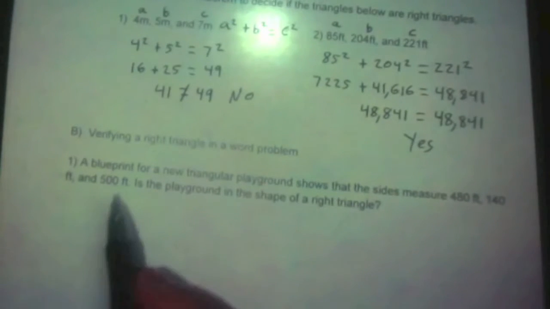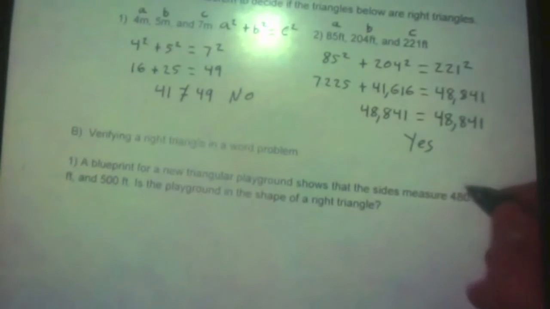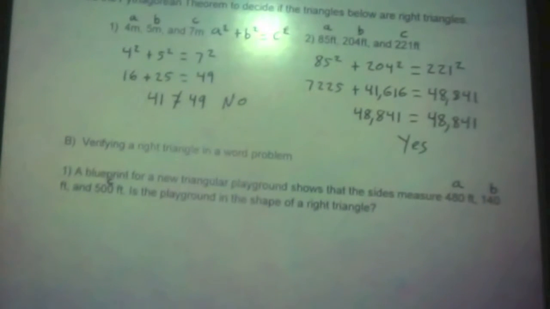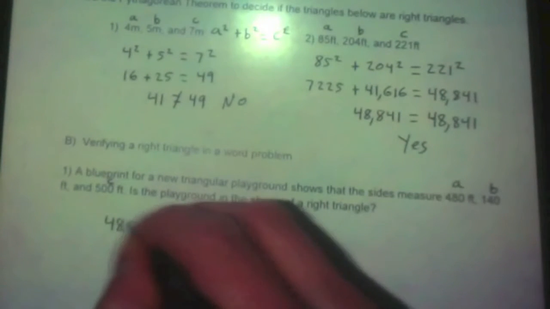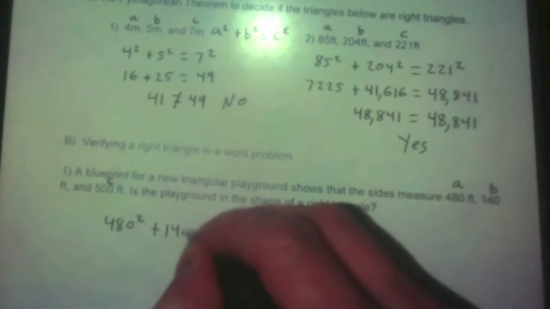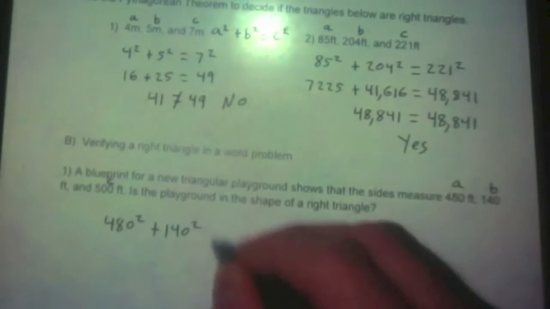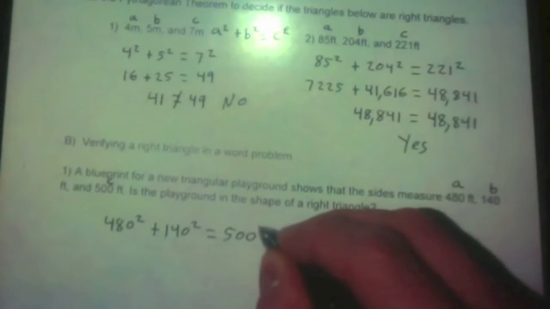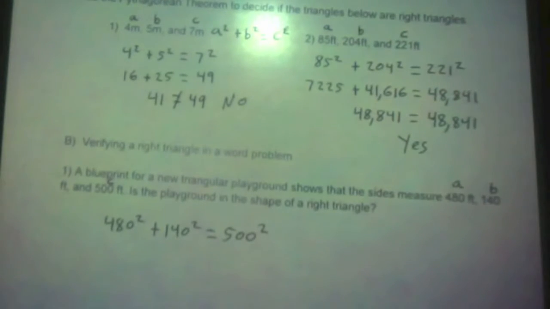All right, that's what we want to decide if this playground is going to be a right triangle or not. These numbers follow the same as they did above, where the first one is going to be A, the second one will be B, and the third one will be C. That's just how they write out triangles to make it easier for us. And we're going to put that into the Pythagorean Theorem. So we have 480 to the power of 2 plus 140 to the power of 2 equals 500 to the power of 2.